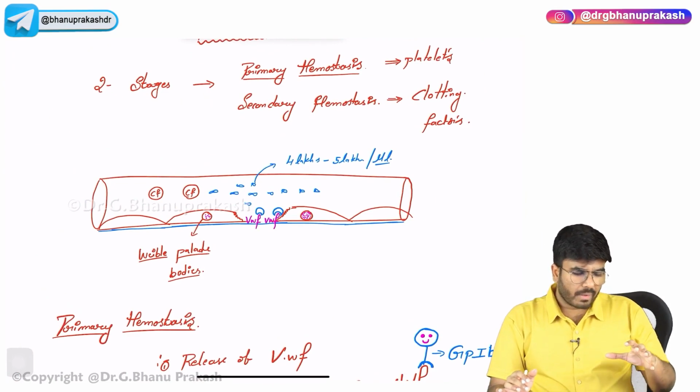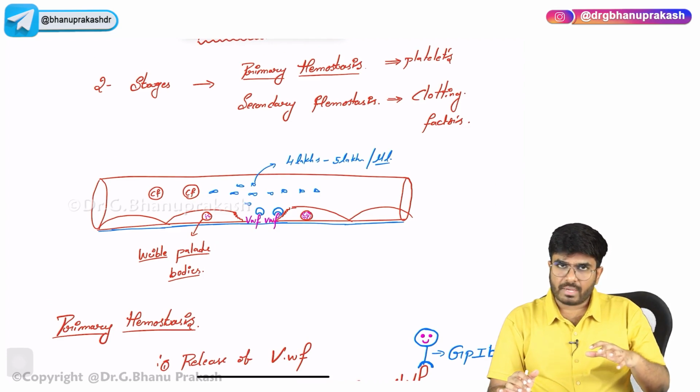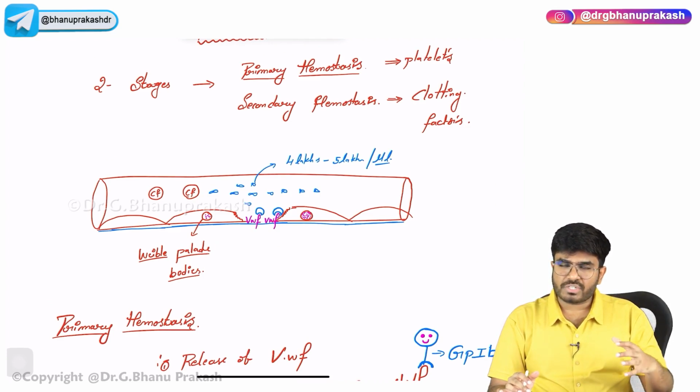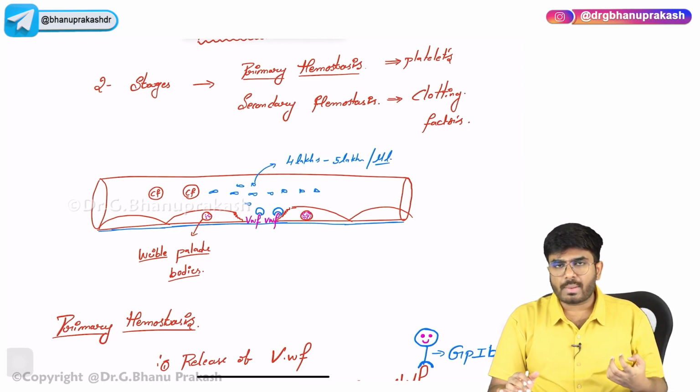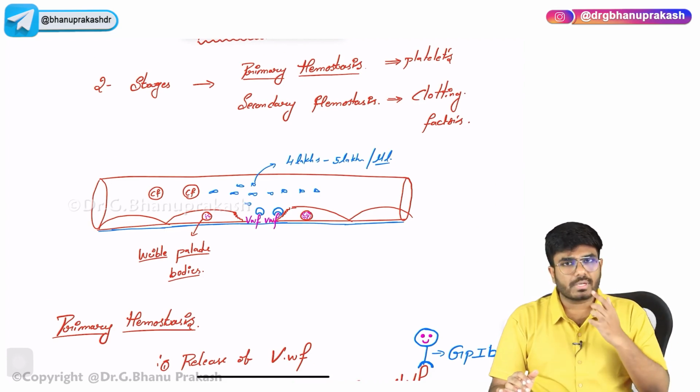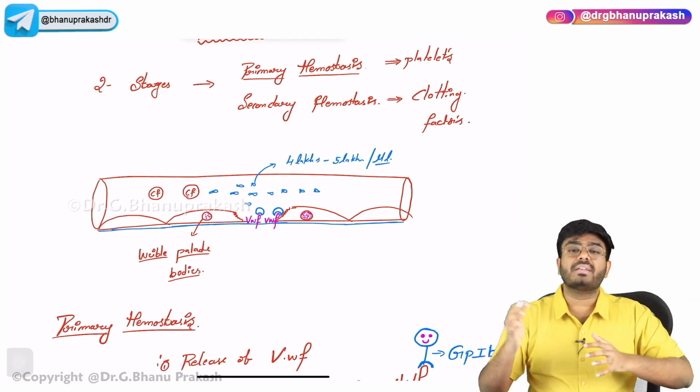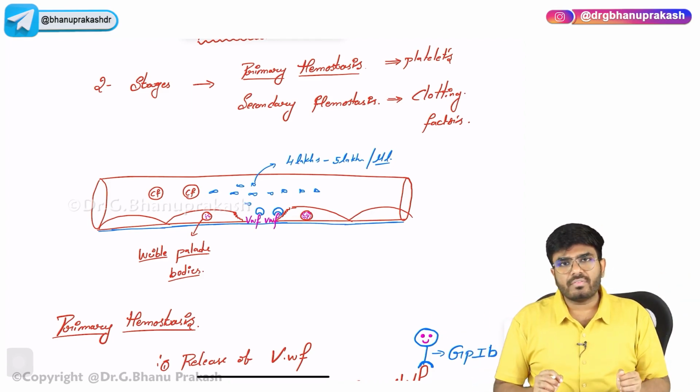So once the platelets bind with the von Willebrand factor with the help of GP1B, the platelets will undergo shape change and the platelets are going to release molecules like ADP as well as thromboxane A2. Now this ADP and thromboxane A2 will call the other platelets to come and join this area of the damage.